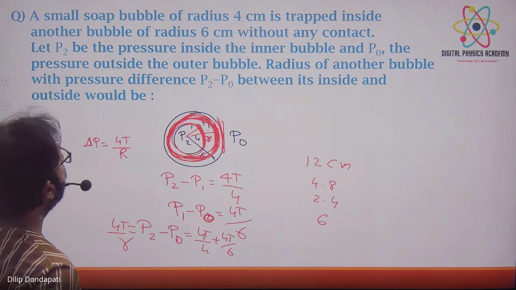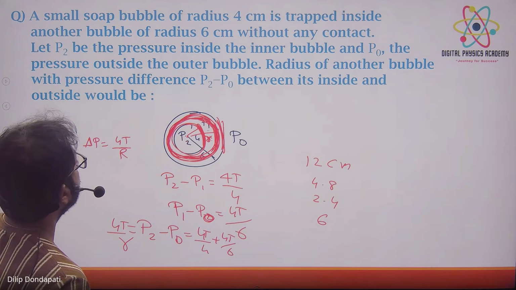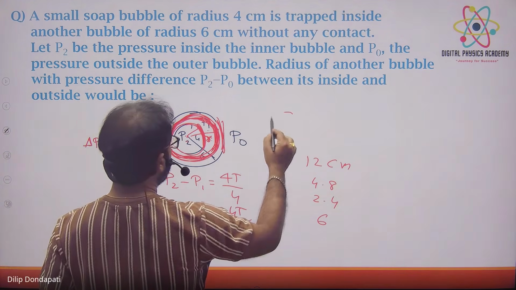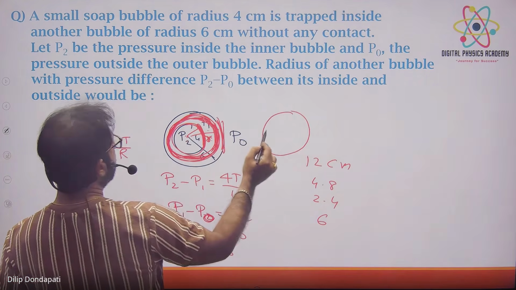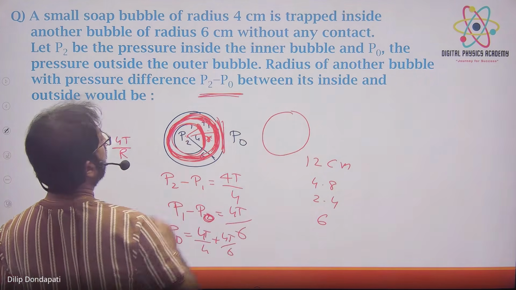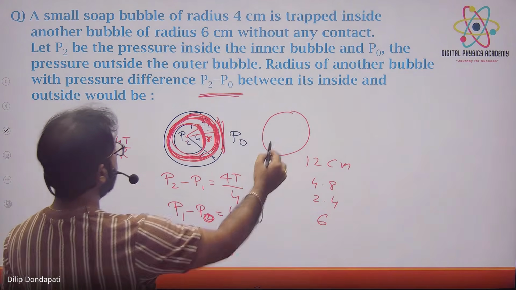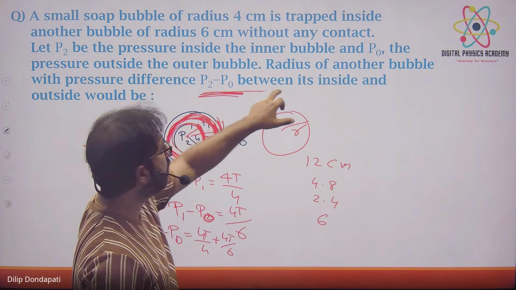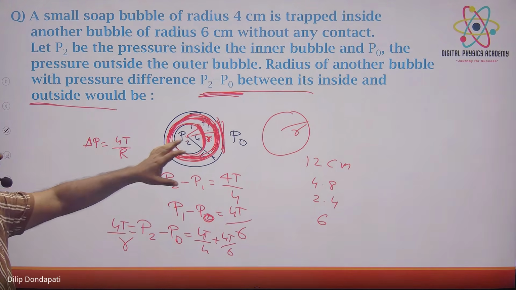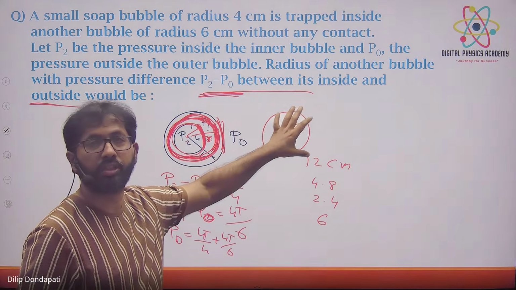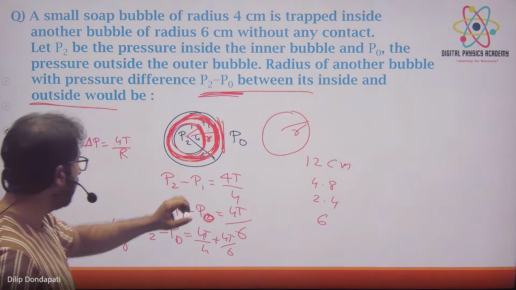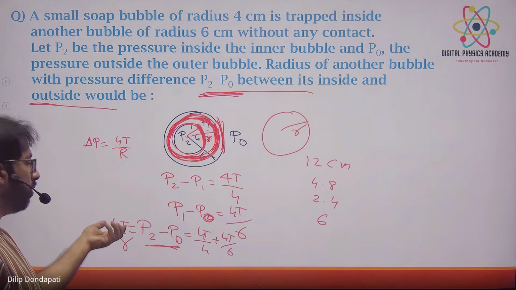What did he tell? P2 is the pressure inside the soap bubble, P naught is the pressure outside the soap bubble. Radius of another bubble whose pressure difference is P2 minus P naught between the inside and outside would be... meaning the inside and outside pressure is equal to this pressure, he told. Understood? So equate: 4T by R is equal to this one, P2 minus P1, whose pressure is nothing but 4T by R.